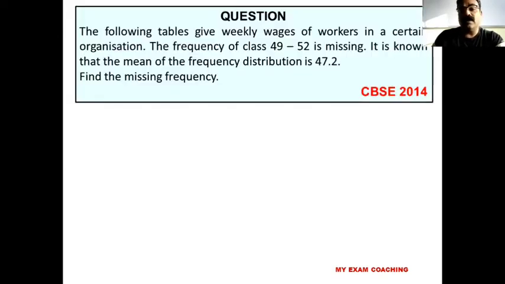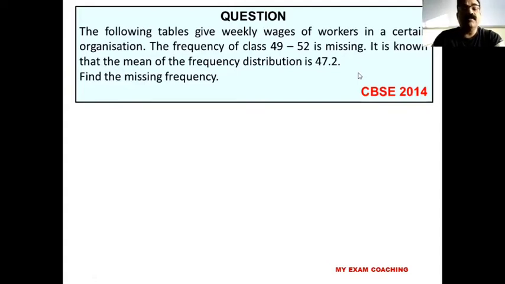So before that, you can note the question. The following table gives the weekly wages of workers in a certain organization. Frequency of class 49 to 52 is missing. It is known that the mean frequency is 47.2. Find the missing frequency. This question is selected from the CBSE 2014 paper, students.